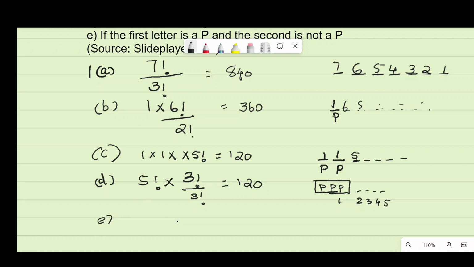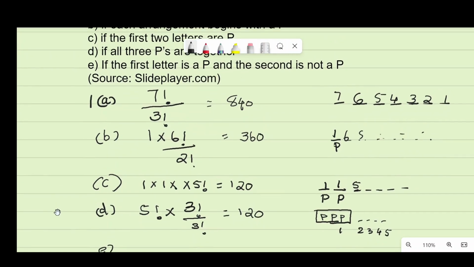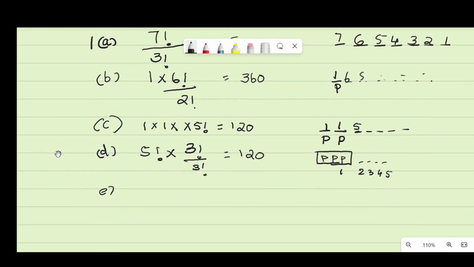Now E. If the first letter is a P and the second is not a P, that means the first letter is a P, second one is not a P, so this is a P. So the only restrictions are in these two positions. The remaining, there are 5 positions still remaining, so no problem with those 5 positions, so 5 factorial.